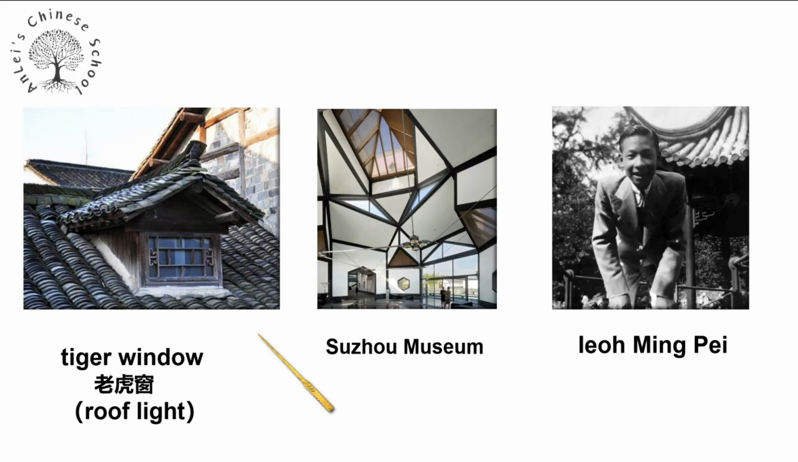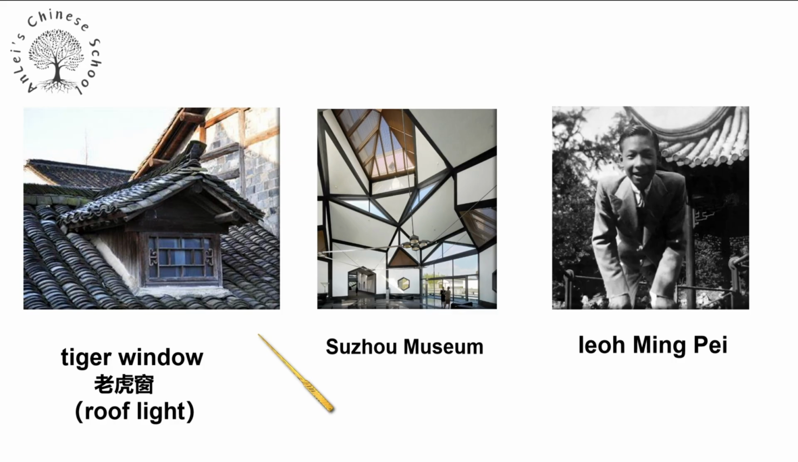In the early times, people used the roof window for lighting and ventilation, and smoke could also go out from the roof window. Today in Shanghai and Suzhou, in some old houses, you can still find this kind of roof window. Local people call it a 老虎窗, tiger window. Why is it called tiger window?